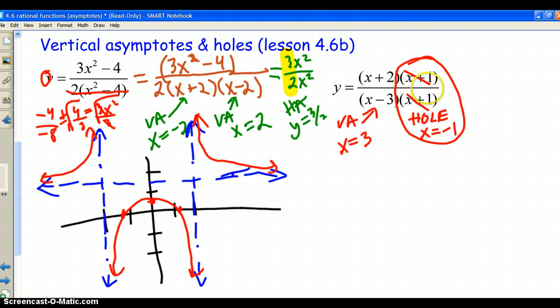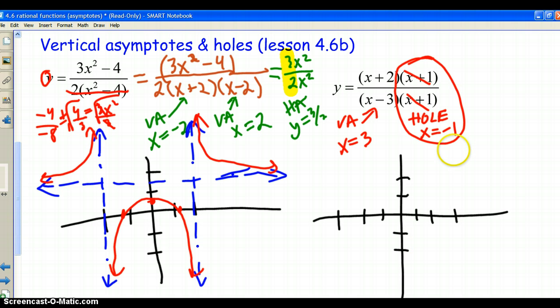I'm going to pretend like that's canceled now and just deal with this as my function. So I'm going to graph this. Let's go ahead and graph this. We get a vertical asymptote at 3. So I'm going to draw a vertical asymptote at x equals 3. There's my beautiful asymptote. The degree is the same, so the coefficients are 1 over 1. So at y equals 1, I have a horizontal asymptote. That splits this graph into 4 parts.